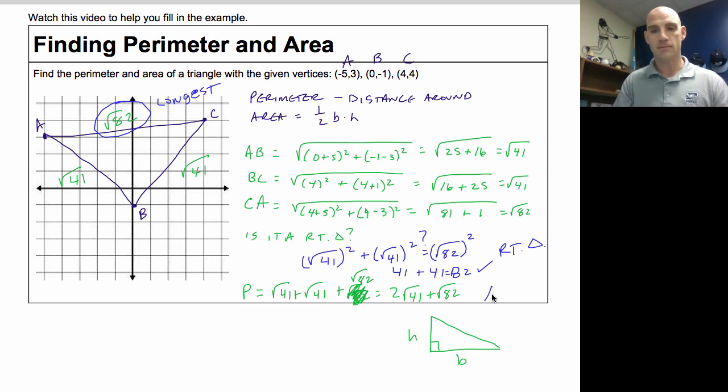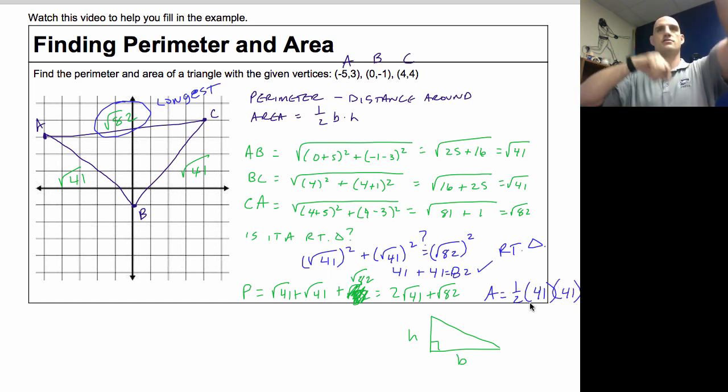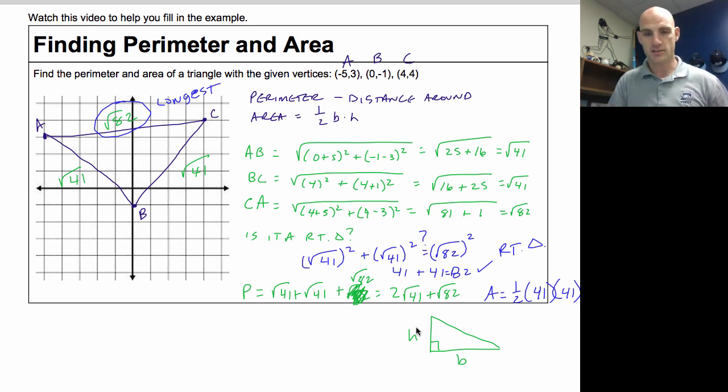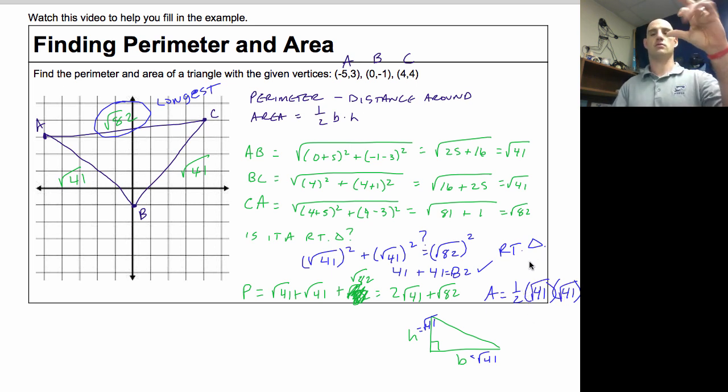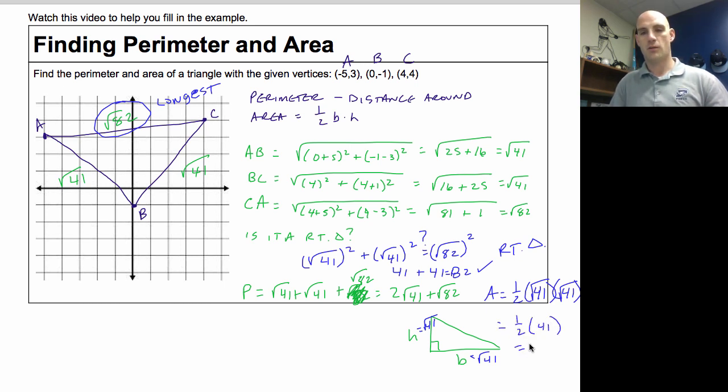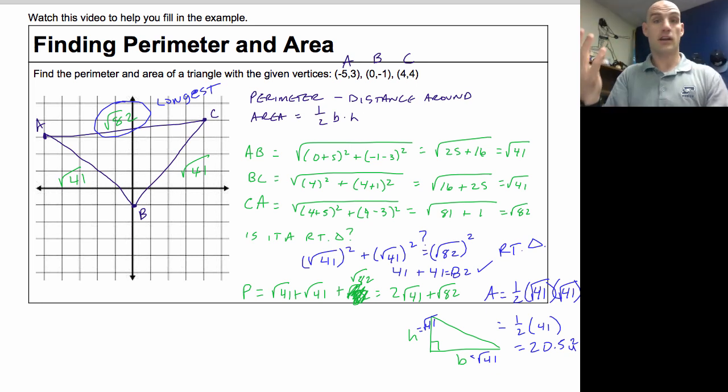And so my area is 1/2 root 41 times root 41, because the base and the height would be the two legs. So this would be root 41, this would be root 41. And so this is 1/2 the base, which is root 41, times the height, which is root 41, which is equal to 1/2 times 41, which is 20.5 units squared.